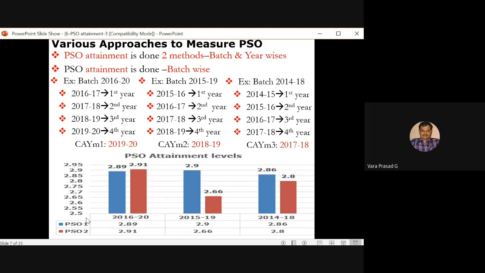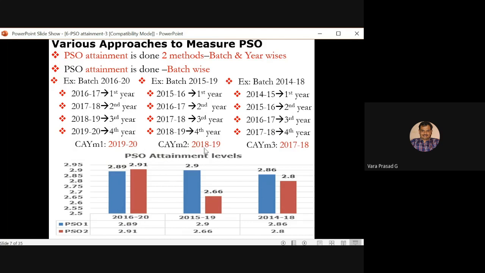I'm assuming that with respect to the BE computer science program, they have two program specific outcomes. The PSO1 attainment value is 2.98. The PSO2 attainment value is 2.9. This is with respect to one particular year. So this is for the 2020 passed out students. This is the PSO attainment here. This is for 2019. This is the PSO attainment value here. So admitted in 2015, passed out only in 2019. In the sense, you can calculate the PSO attainment here only after the batch has passed out.